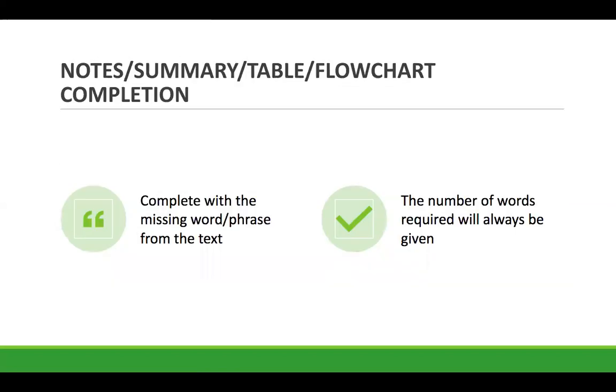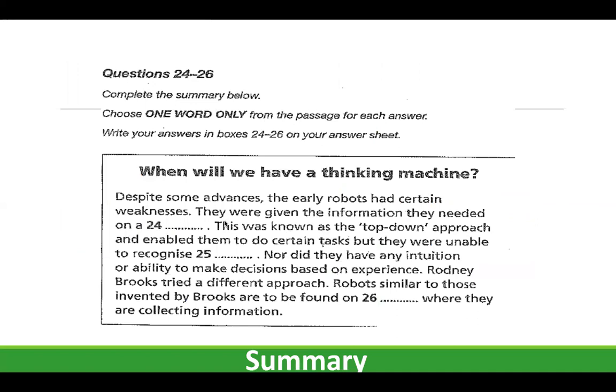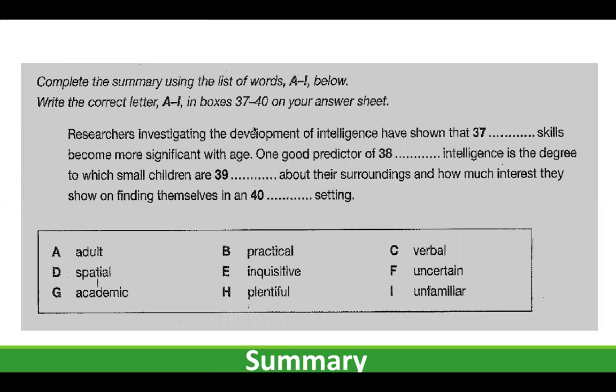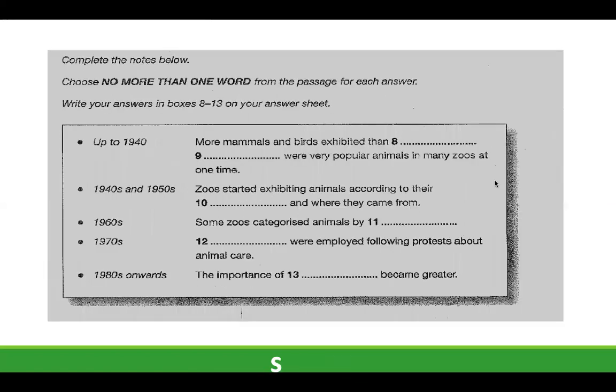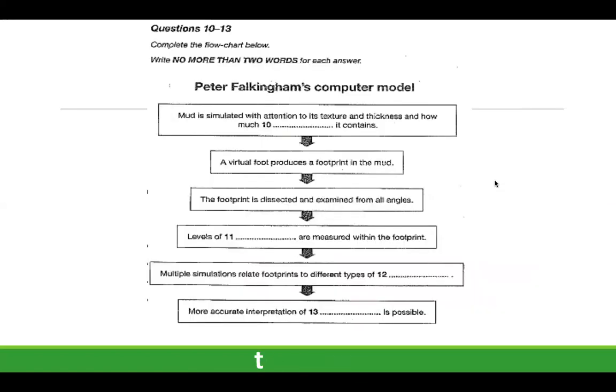Okay. Then we also have notes, summary, table, flowchart completion. So complete with a missing word or phrase from the text. The number of words required will always be given. So this is how it would look like. May mga blank. Okay, and then you have to find it from the passage. Be mindful of the instruction. If it says choose one word only, then don't go beyond that. Okay, so another example ito.